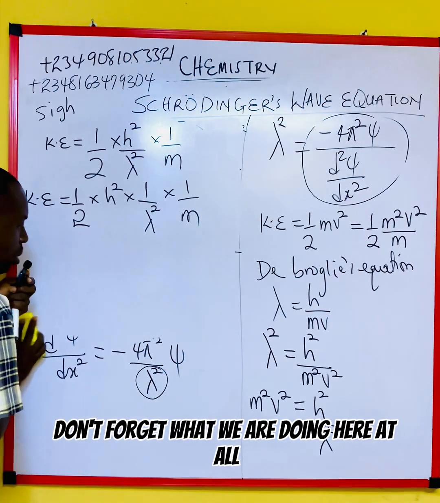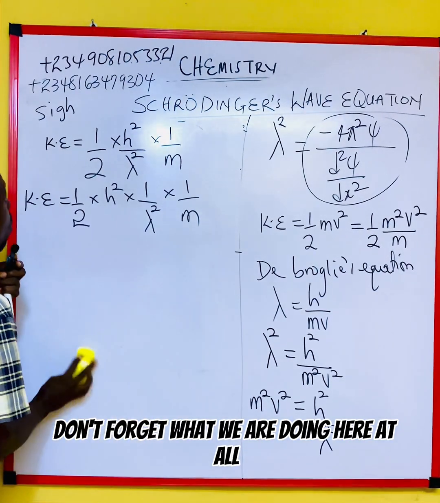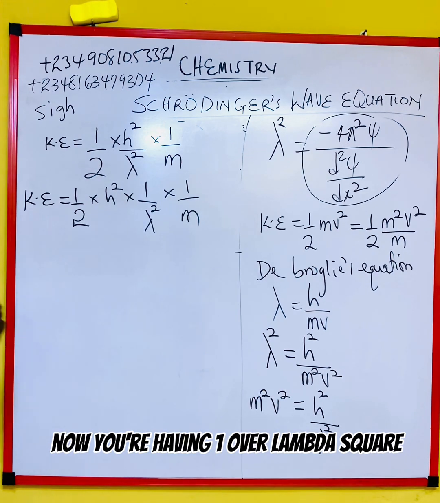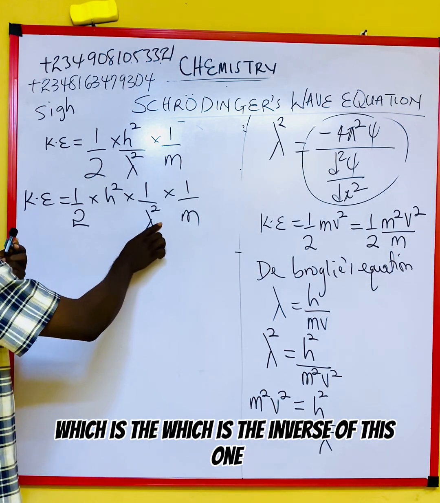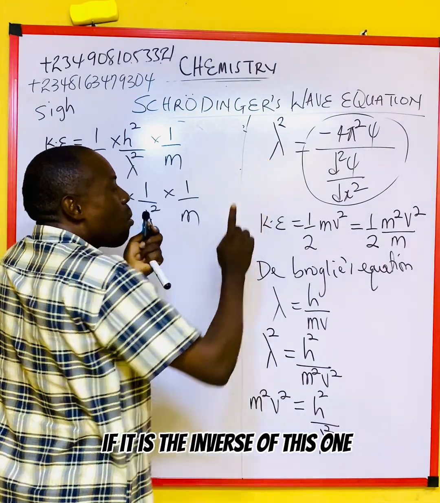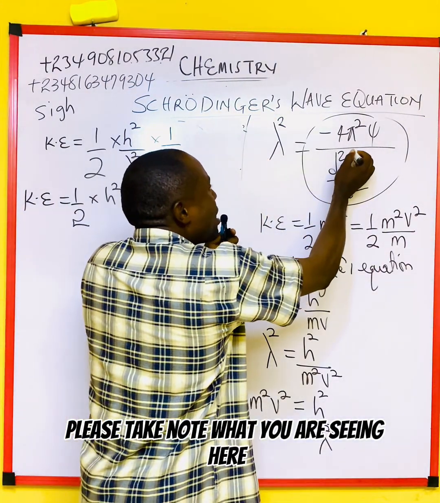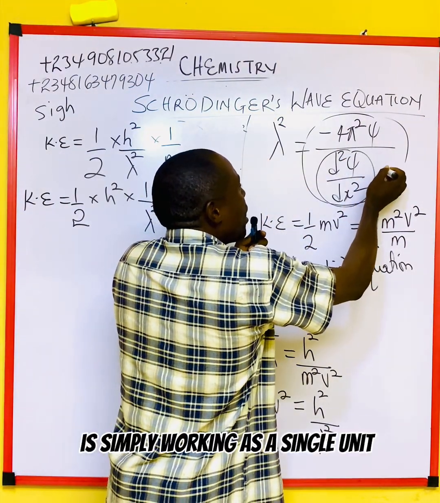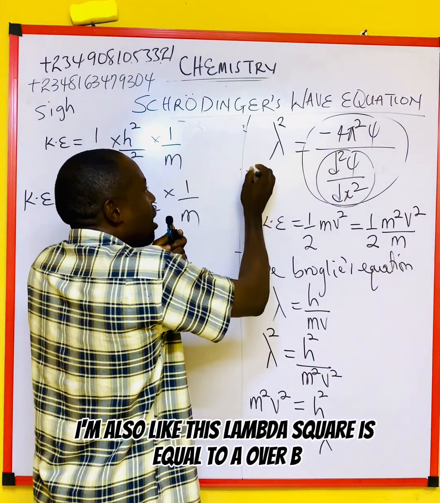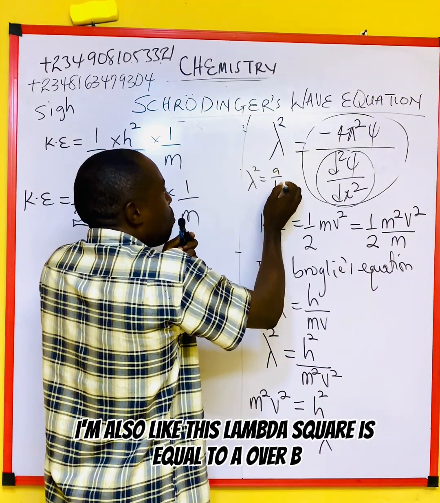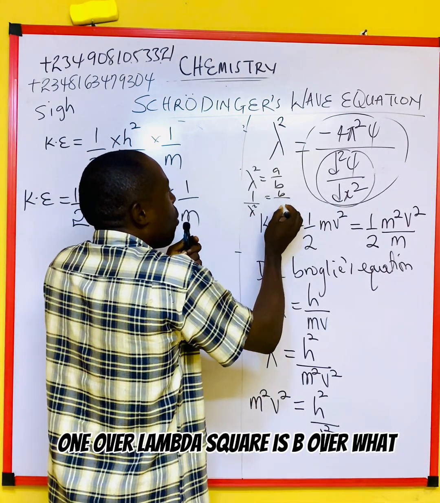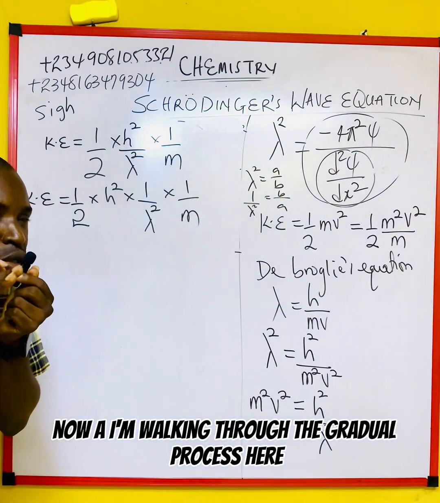Don't forget what we are doing here at all, because it's very easy. Now, you have 1 over lambda square, which is the inverse of this one. Please take note, what you are seeing here is simply working as a single unit. Let's say I have something like this: lambda square is equal to A over B. The inverse of this, 1 over lambda square, is B over A. I'm walking through the gradual process here.